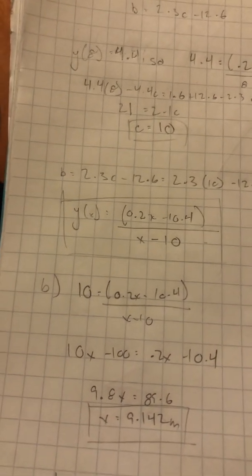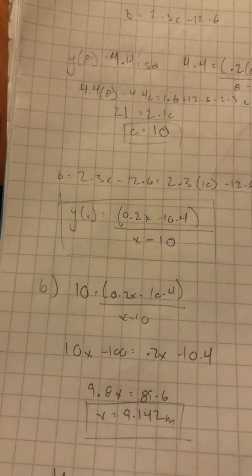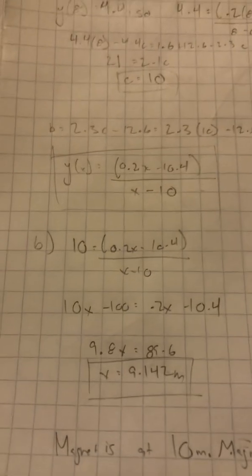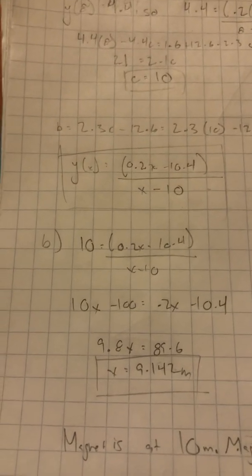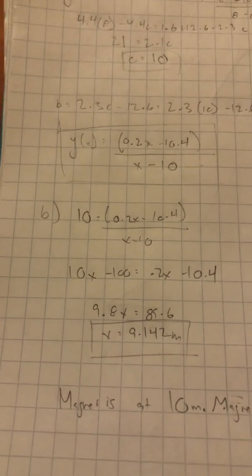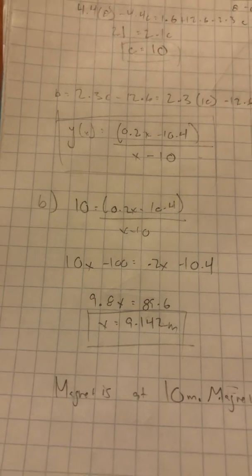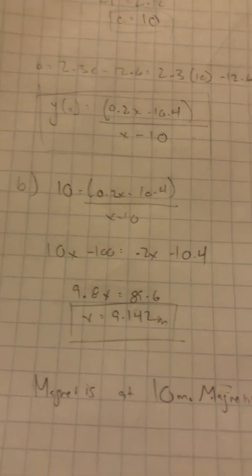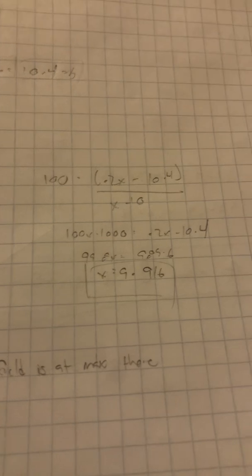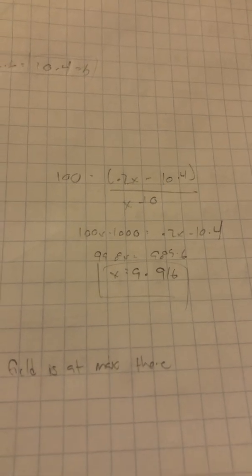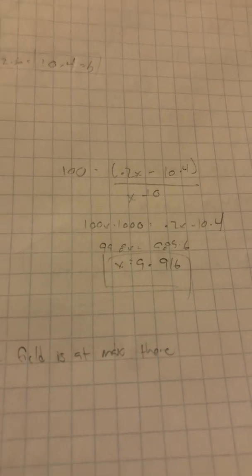Then it asks us how far must you go for the meter to reach 10 and 100. So we just set y equal to 10, and then solve for x, and for 10 we get 9.142 meters. And then for 100, same thing, except now we get 9.916 meters.